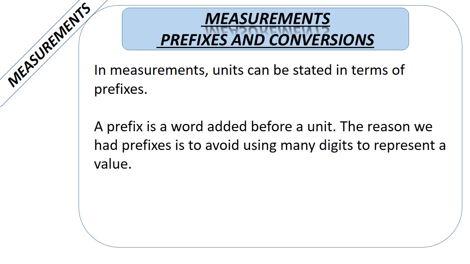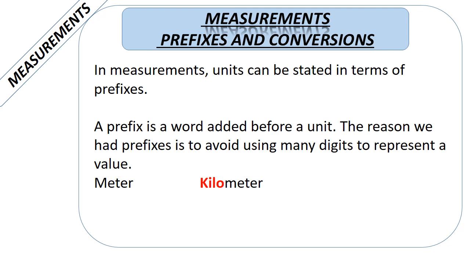So I'll give an example of meters and kilometers. So meter is our basic unit, one of the SI units. What about kilometer? So kilometer is made of two words. The first is kilo, the second is meter. The kilo is the prefix and meter is the normal SI unit.